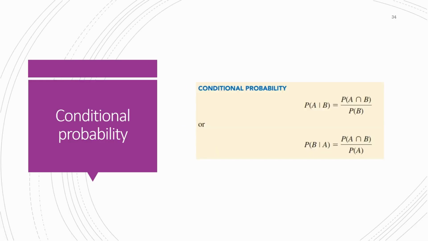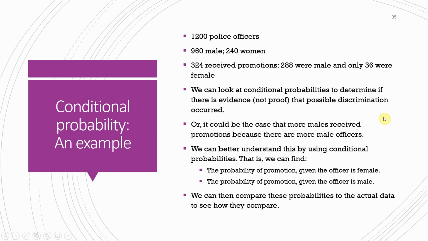So let's go through an example to show how this is calculated and what it means. This is the equation right here for conditional probability. The probability of A given B is equal to the probability of A and B divided by the probability of B. I'm going to show you an example to make sense of this equation.